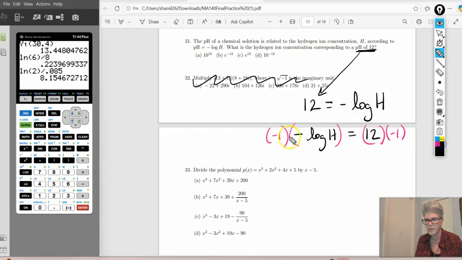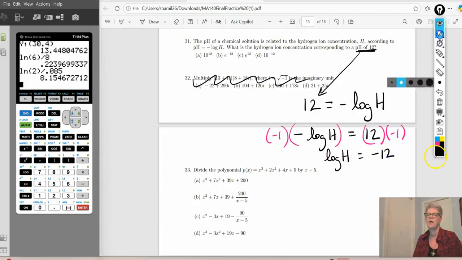I think, and those negative signs will go away. They cancel. And 12 times -1 is -12. Now, if it's log on its own, the base is 10. So I'm going to write that in there.